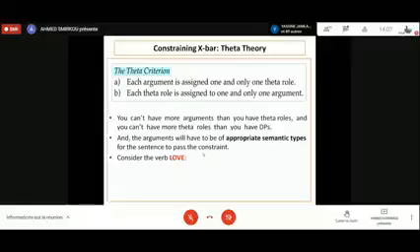Is it clear now? Is the theta criterion constraint clear? I'm seriously thinking of it as one of the questions in the exam. Theta criterion.